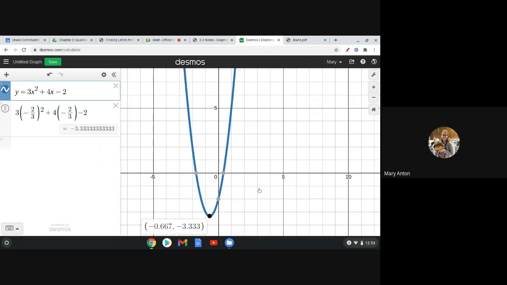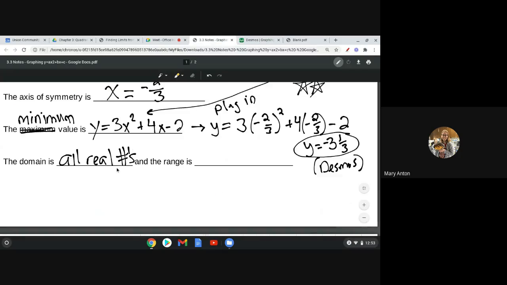All right, y'all. Remember, range deals with y. So that means our lowest y value is what? -3 1/3. So the range is anything greater than -3 1/3. So y is anything greater than or equal to -3 1/3.